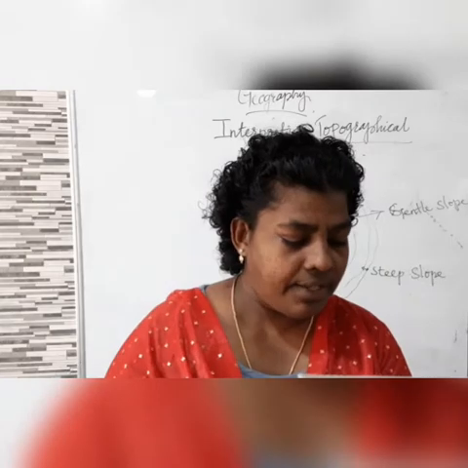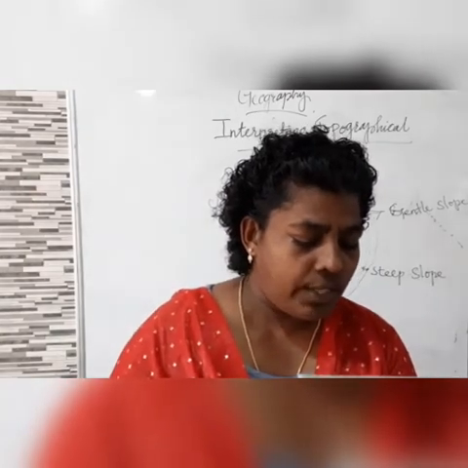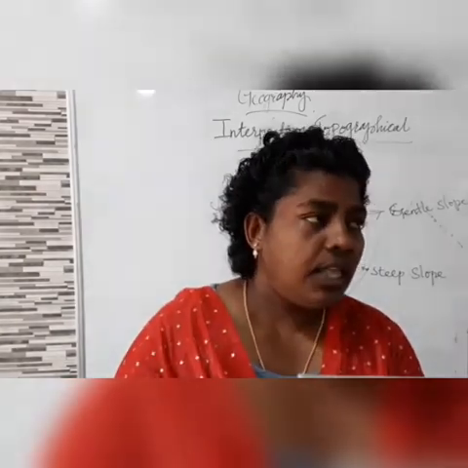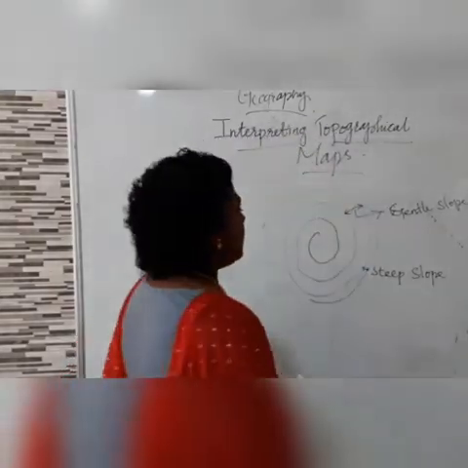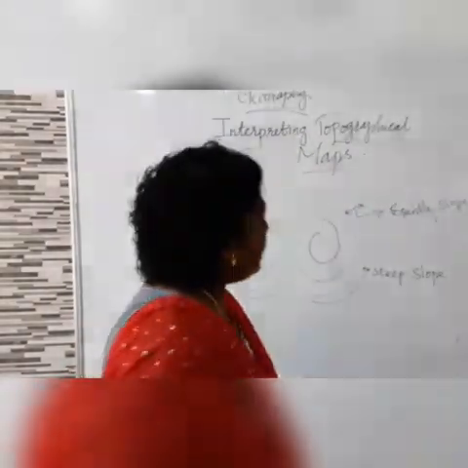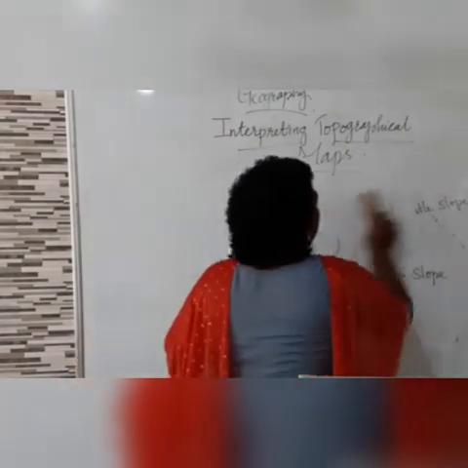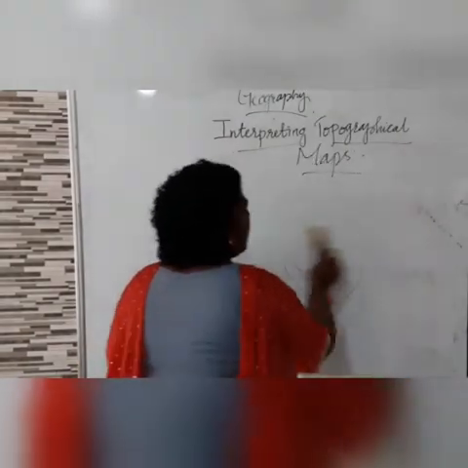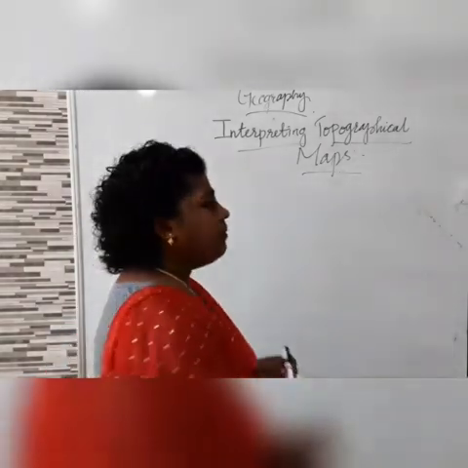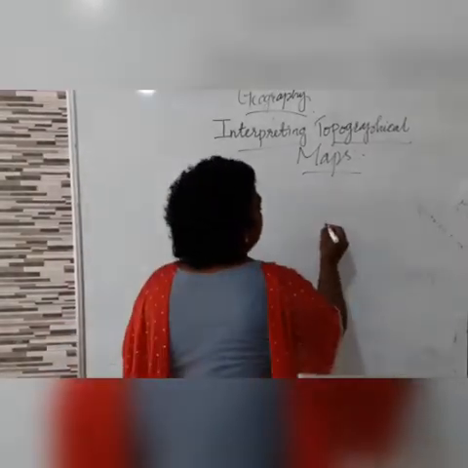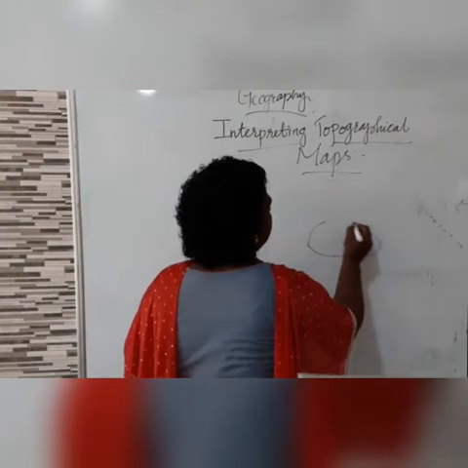The contour lines are very close to each other and there will not be any contour lines in the middle. If it is like that, what do you have to understand? It is the region with the plateaus. Okay, it will be like this.